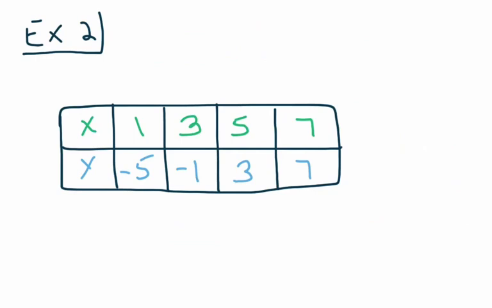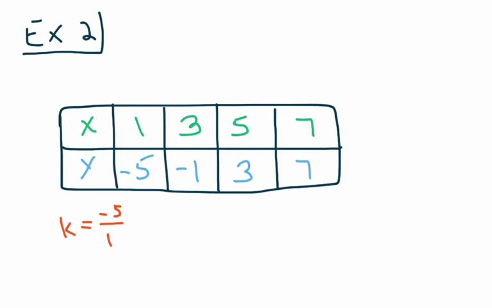For our second example, we have another table. This one I set out horizontally, where the other one was set out vertically. Either way, we still have x values of 1, 3, 5, and 7, and y values of -5, -1, 3, and 7. So we're still taking the y values over the x values. So for our first one, we have k is equal to -5 over 1, and there's not really much we can do to simplify that, so we're just going to leave that one alone.